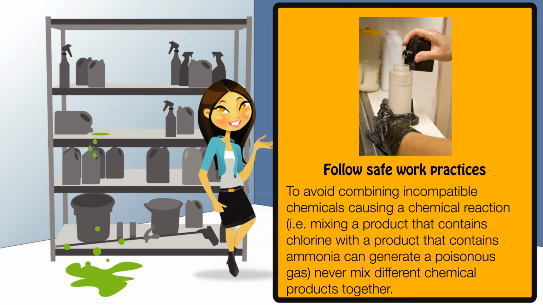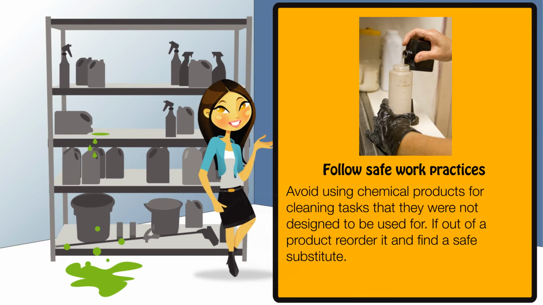To avoid combining incompatible chemicals causing a chemical reaction, i.e., mixing a product that contains chlorine with a product that contains ammonia can generate a poisonous gas. Never mix different chemical products together. Avoid using chemical products for cleaning tasks that they are not designed to be used for. If out of a product, reorder it and find a safe substitute.